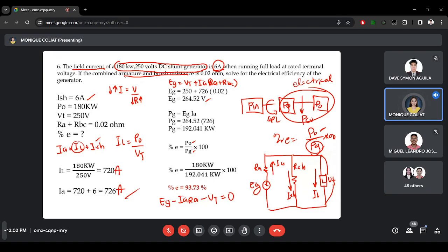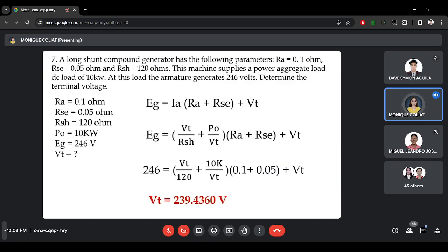So ito yung mga given natin. Then, at this load, the armature generates 246 volts. That means that is the generated voltage, which is 246 volts. Ano daw ang terminal voltage? 20%. Okay, so shunt or long shunt. Long shunt.